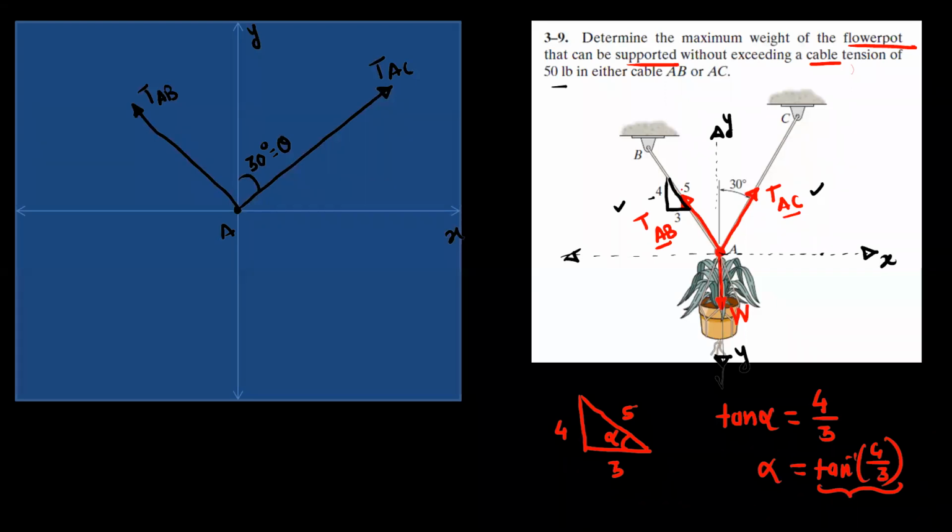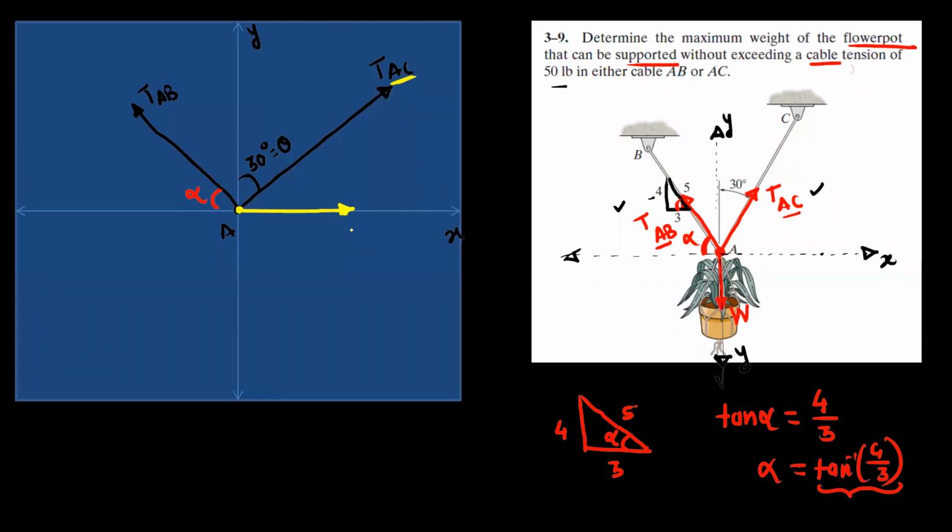So this alpha is nothing but this angle, and this angle will be the same. So this is the angle alpha. Here I can show the angle alpha for tension AB. Now observe tension AC, its angle is given with respect to the Y axis. Whenever we resolve the force, just observe the tension AC.